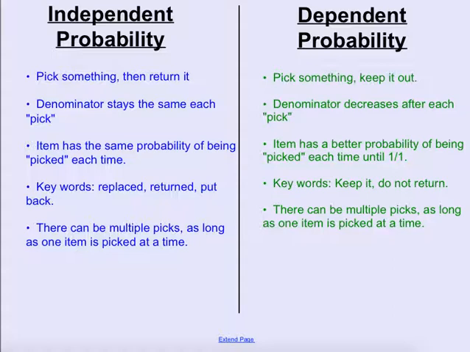Now, on the other hand, dependent probability, we're picking something and keeping it. So each time we pick something, the denominator decreases because we have one less thing to pick from each time. And the item has a better probability of being picked. Like we said, you have a 1/25th chance of getting picked the first time, whereas once one of the names has been called, you have a 1/24th chance, which is better. Some key words are you keep it, you don't return it, and once again, we can have multiple picks, but only as long as we pick one at a time.